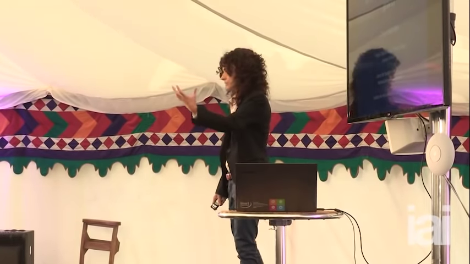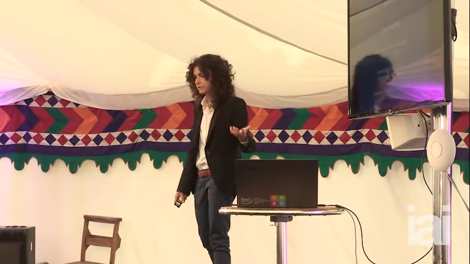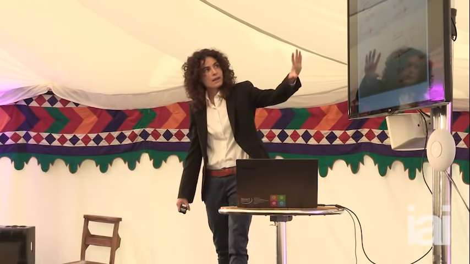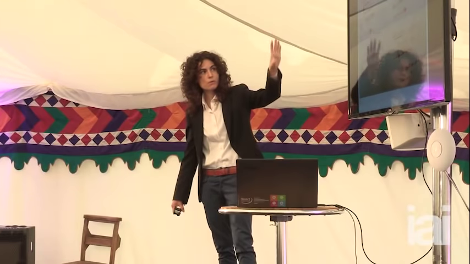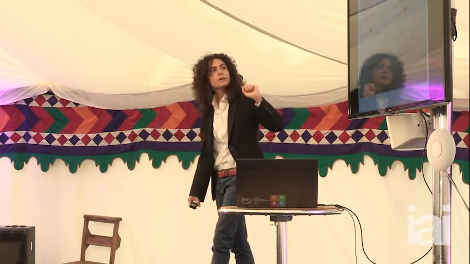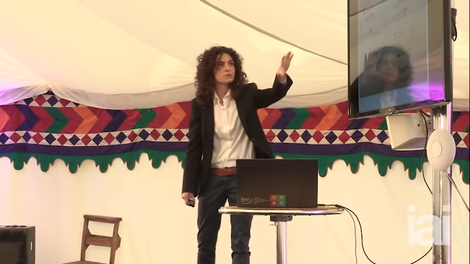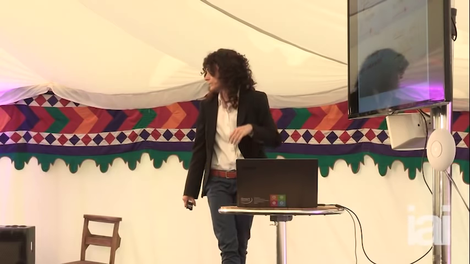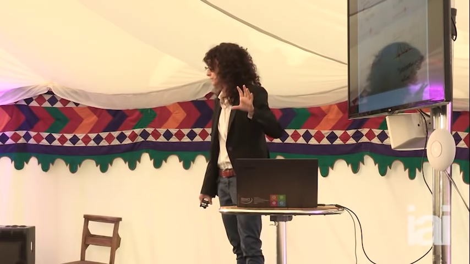And this is what actually gives the appearance at the macro scale of these definite features that we all can see. So let's take a look. Classically, what we know is that objects have definite properties. For example, if you want to describe a neutron, you can say that a neutron is in a particular position, zero, or it's in a different position, one. These two positions are distinguishable. You can also assign an energy to the neutron and lots of other properties, spin, etc., and they're all definite.